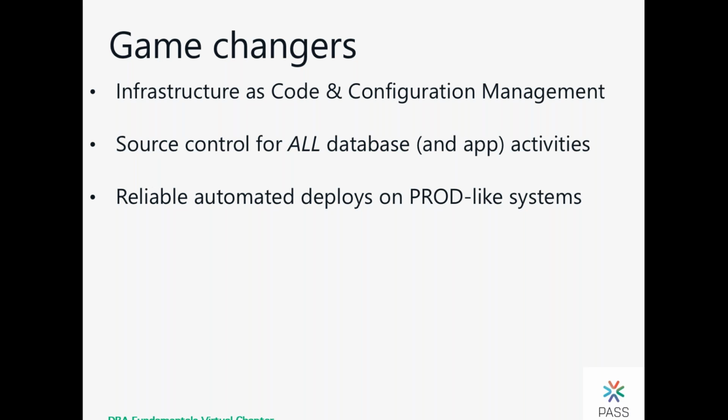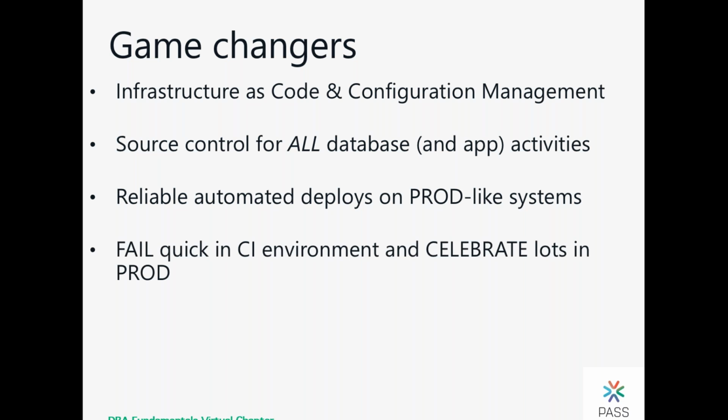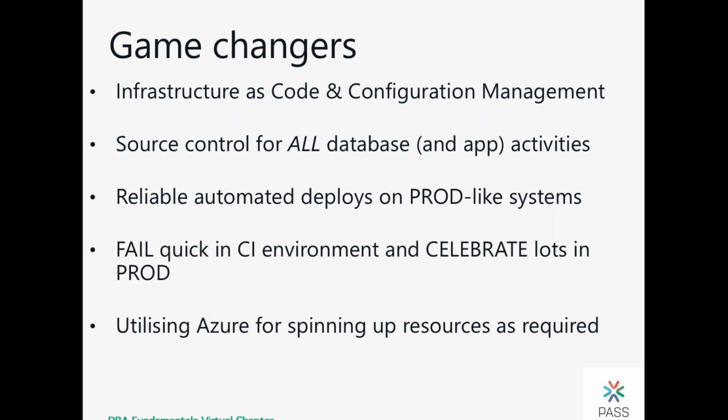Obviously, we want to change them, but we want to change them iteratively and find out all the mistakes way early. We want to fail quick in CI or build environments, because we want that immediate feedback. And if I fail in a continuous integration, small little database and app, that doesn't hurt anyone. But if I fail in prod, that hurts. So let's celebrate lots for those really boring prod deploys that just work. And utilizing cloud services, being able to spin up resources, tear resources down as required.